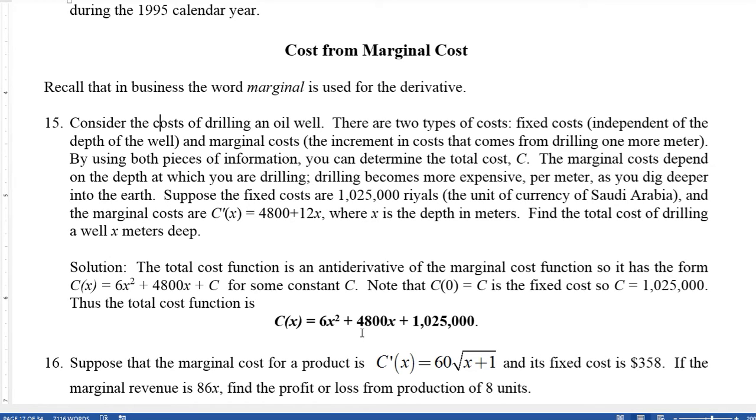See if you can figure this one out. Come back when you think you have an answer. Press pause now.